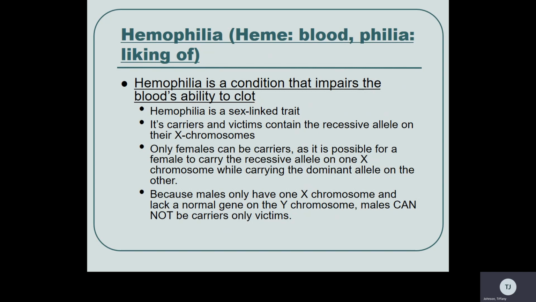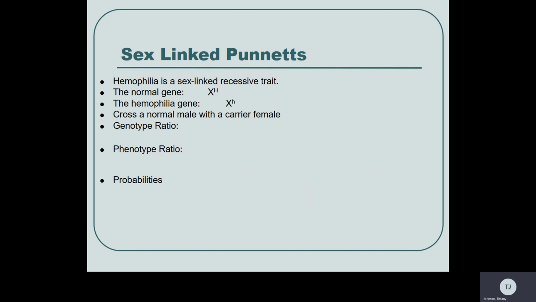All right, so let's do a practice with sex-linked traits. The normal gene is X big H, and the hemophilic gene is X little h. Remember I told you that most disorders are recessive. Hemophilia is definitely recessive. Colorblindness is recessive. Male pattern baldness, recessive. Retinitis pigmentosa, recessive. These are recessive traits, so typically speaking, they're recessive.